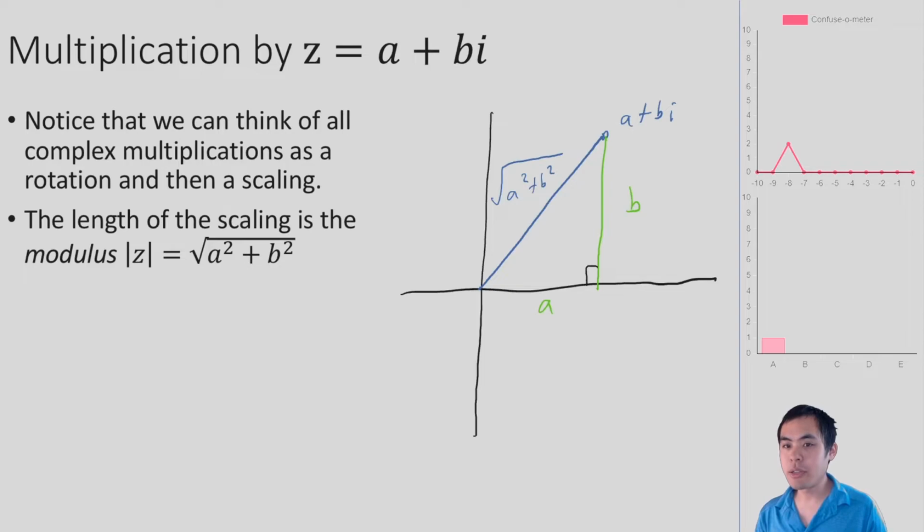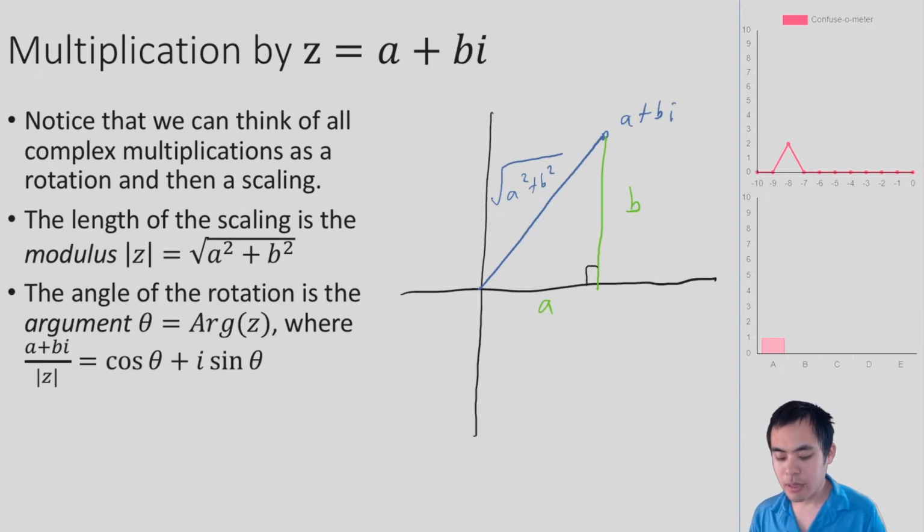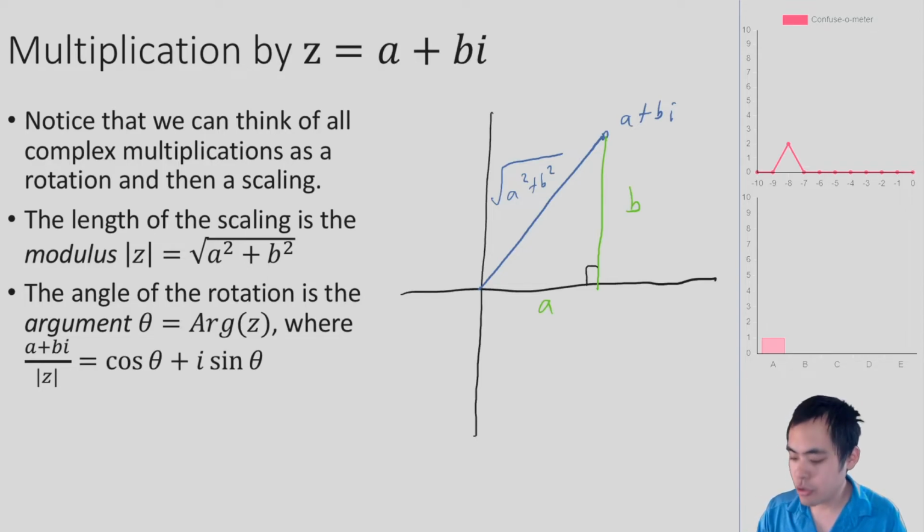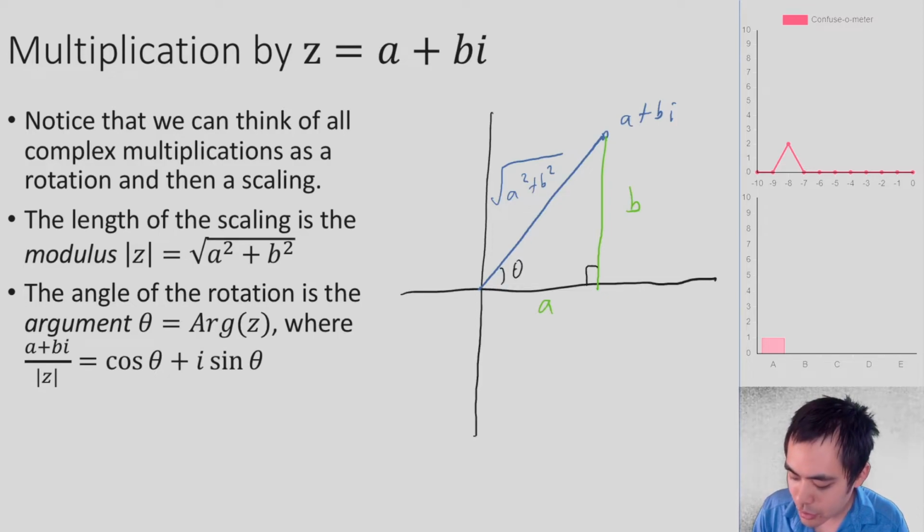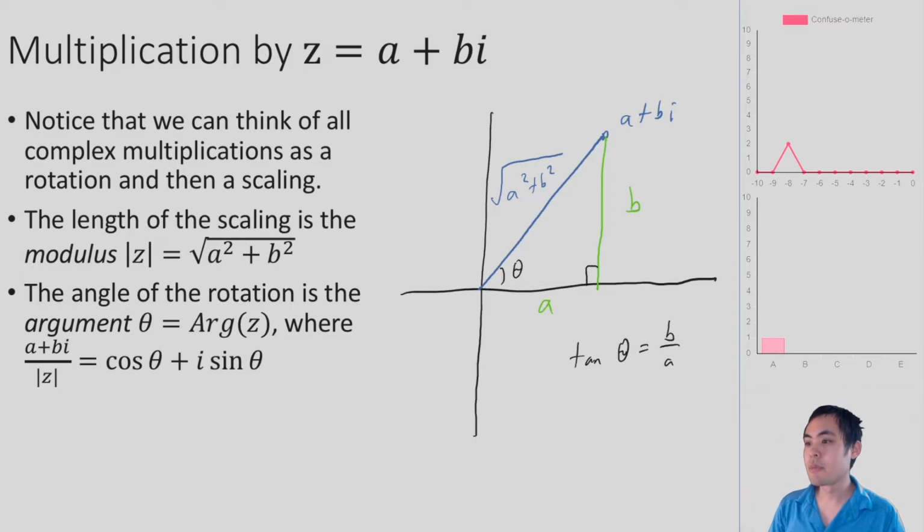So the length of the scaling is the modulus. That's just the name we're calling it. And the angle of the rotation we call the argument. So it's the argument theta, which is equal to arg of z, where z is equal to a plus bi. What we're trying to do is figure out this angle here. The important point is that tangent of theta is going to be equal to b over a, because tangent is equal to opposite over adjacent.